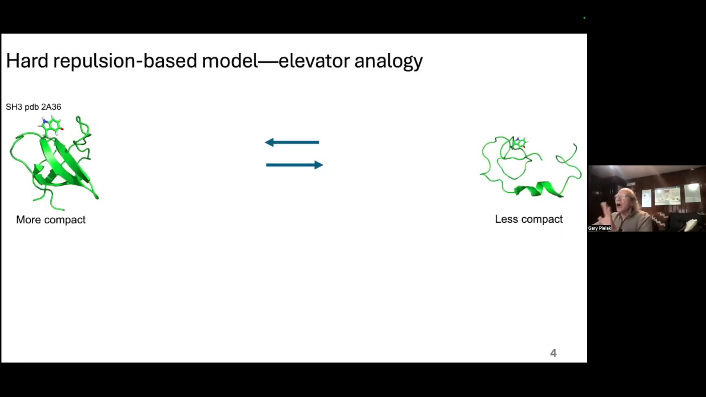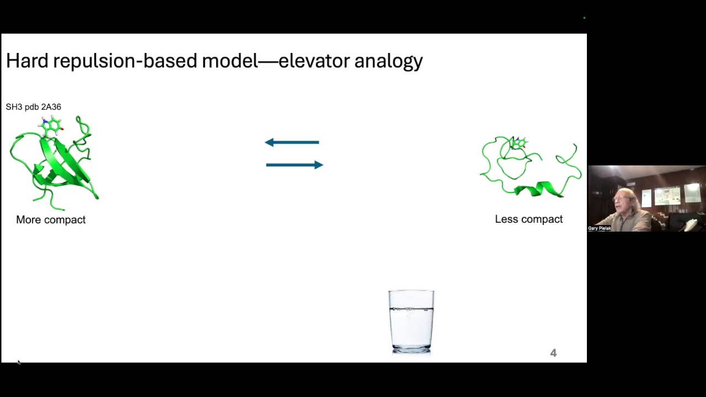Okay, let's talk about protein folding, and let's talk about what crowding does. We call this the elevator analogy. Globular proteins have only two thermodynamic states. This is why I've been studying them for many years, because it's a simple system. Proteins are either folded or unfolded, where the folded protein is compact and the unfolded protein is less compact, and they are in equilibrium with each other.